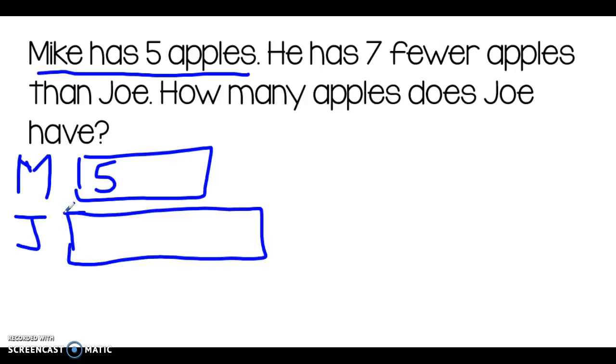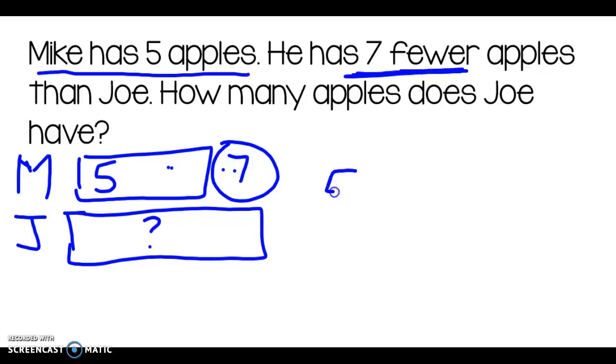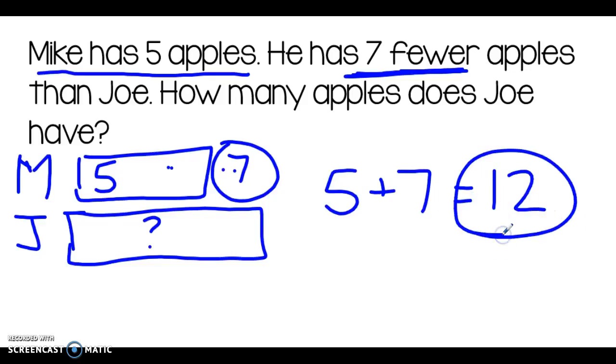Now my question is, how many does Joe have? So there's my question mark. I don't know how many Joe has yet. And then in my circle, I put how many more or how many fewer. In this case, I have 7 fewer. Now, the last problem, we had a number on the top and a number on the bottom, so we subtracted. In this case, our numbers are right next to each other, so we are going to add to find our answer. 5 and 7 gives me 12 apples.